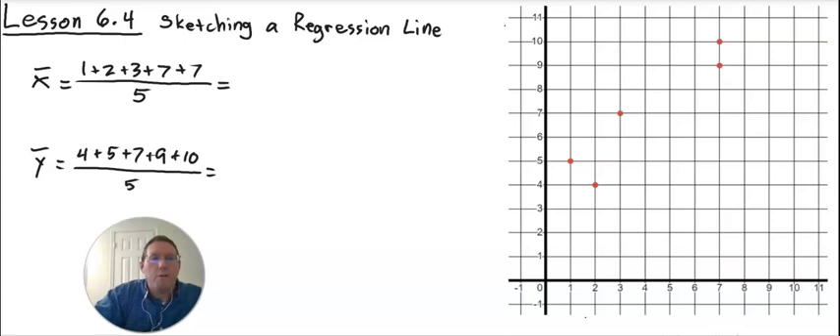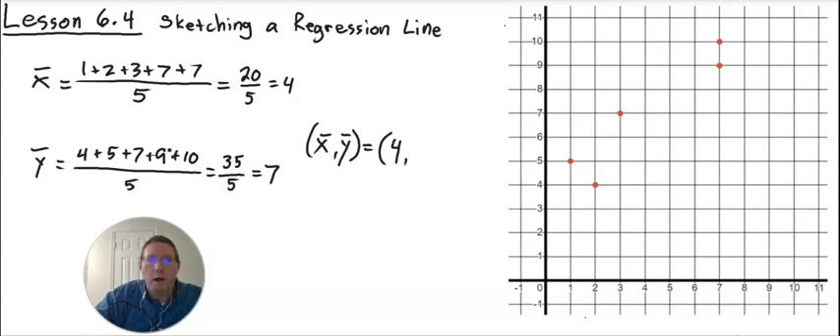All right, let's see here. So up here, we have 1 plus 2 is 3, plus 3 is 6, plus 7 is 13, plus 7 is 20. So we've got 20 divided by 5, which is 4. Then here we've got 4 plus 5 is 9, 9 plus 7 is 16, 16 plus 9 is 25, and 25 plus 10 is 35. So we've got 35 divided by 5, which is 7. And so our mean point, x bar, y bar, is going to be the point (4, 7).